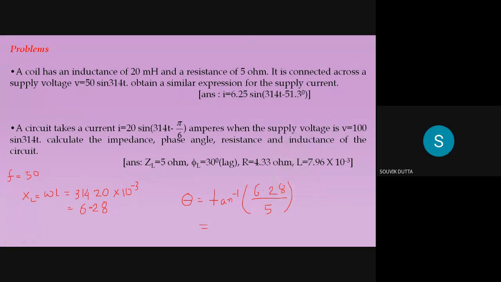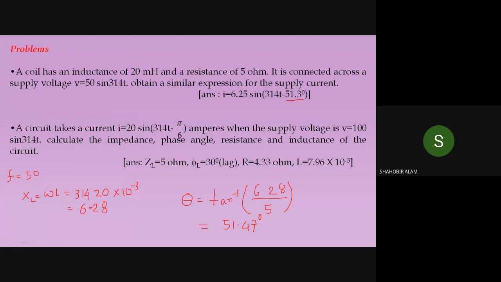51.47, in degrees, right? So theta is coming 51.47 degrees. Whichever value comes, 51.3 or 51.47. But why is the minus sign there?